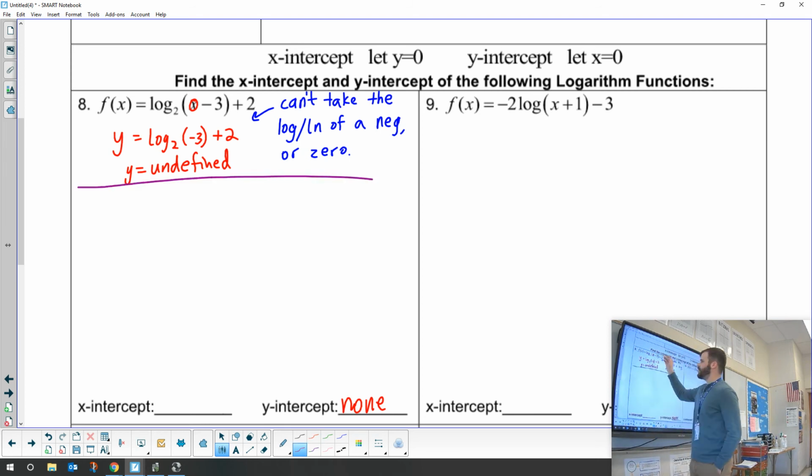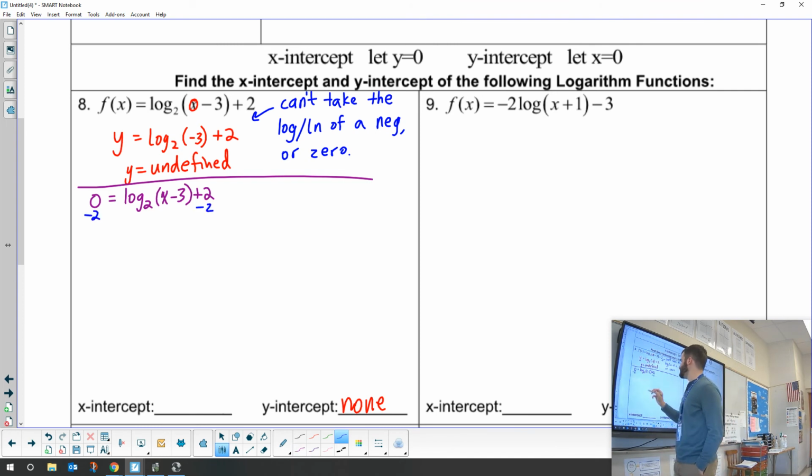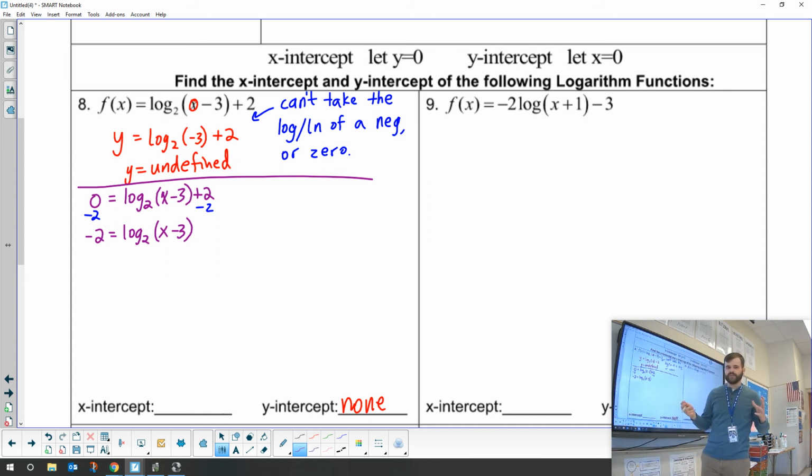To get our y-intercept, we plug in 0 for x. What about to get my x-intercept? Well, the opposite. We're going to plug in 0 for y. So we can go 0 equals log base 2 of x minus 3 plus 2. And we can now solve for that x. I can minus 2 to both sides, and we can go negative 2 equals log base 2 of x minus 3.